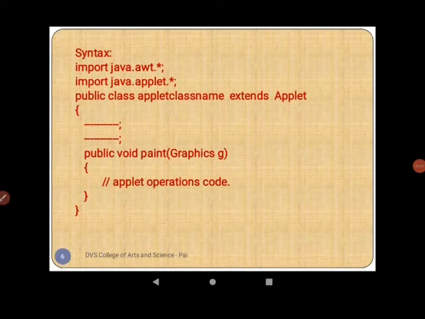Now we can create an applet class by inheriting the properties of applet class by using the statement public class AppletClassName extends Applet, wherein AppletClassName is the name of the applet class. Now we can use public void paint method to carry out the operations of the applet.